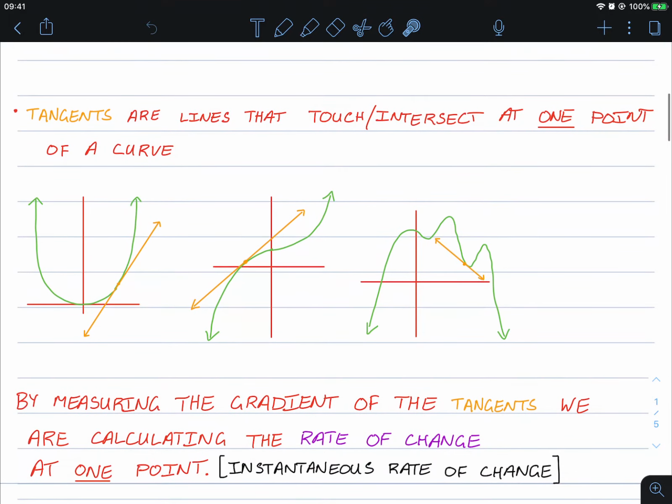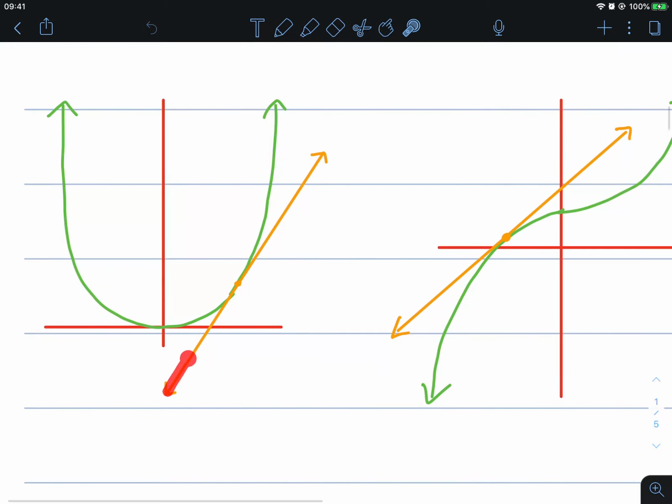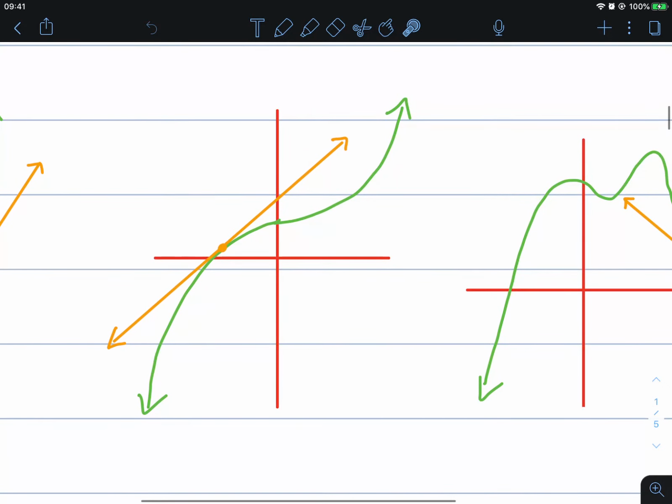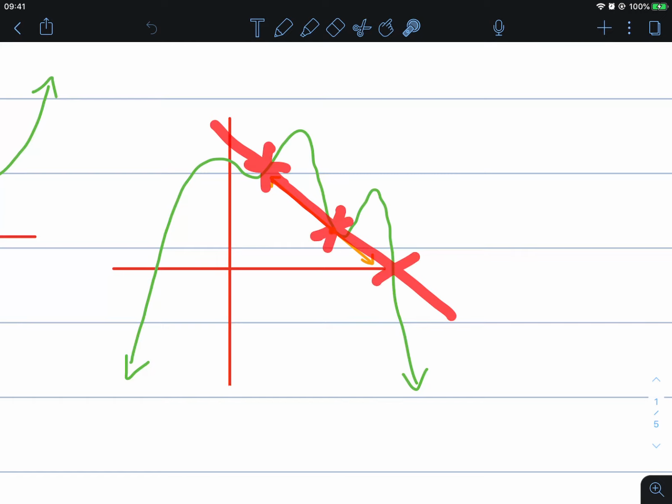Tangents are lines that touch or intersect at one point of a curve. So here are a few examples. If we have this function, if we draw a line and it intercepts exactly at this point, that is called a tangent. Don't mind the drawing, it's not accurate by my own hand, but I hope you understand the concept. Here's another one. It hits that point exactly just once. And even though if we extend the line further, we know it intercepts at three points, we're only focusing on the tangent generated when it hits at this point.